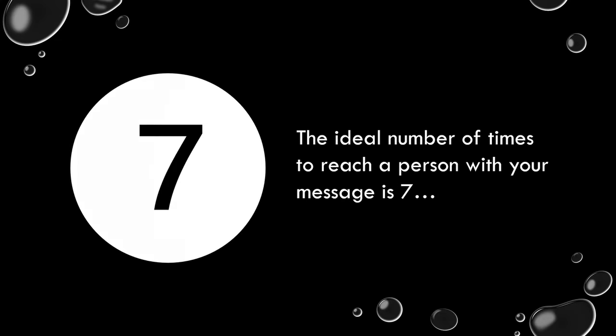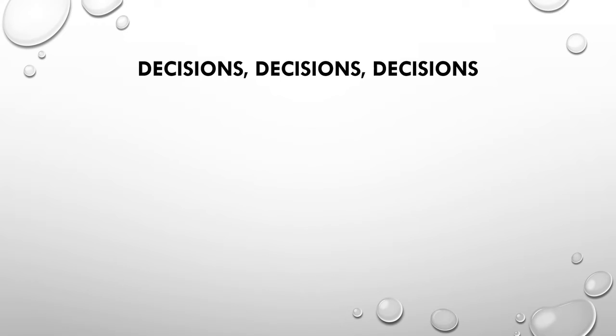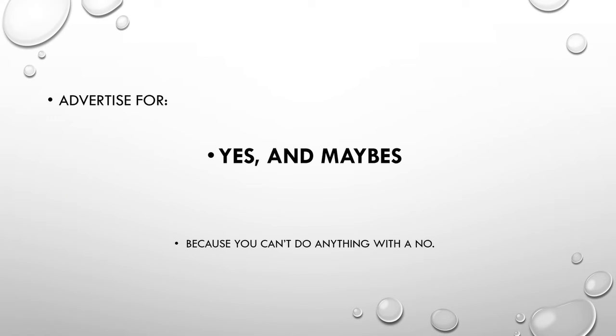A moment ago, I mentioned one of 3 decisions. When we hear or see a message 3 times, we make a decision. Yes, I need the product, I'll buy the product, I'll get it right now. Or no, I don't need the product, I'll never need the product, I'll never buy the product. Or maybe I need the product, but not right now, I'll file it for future reference. As you can see, you are advertising for yeses and maybes, because you can't do anything about the no.